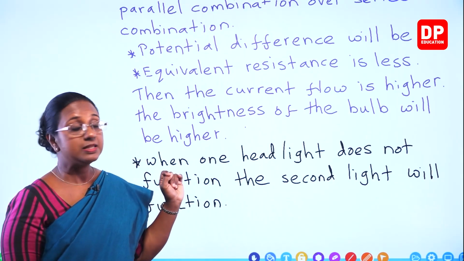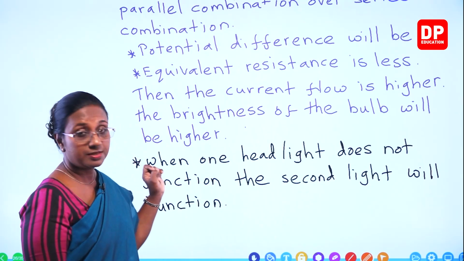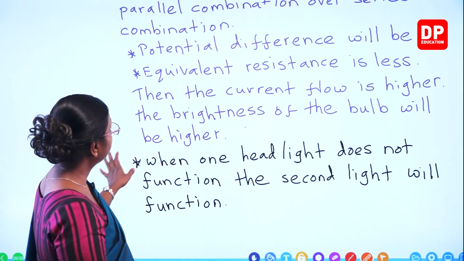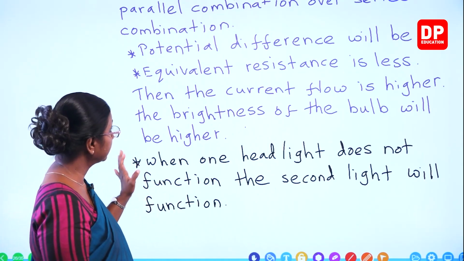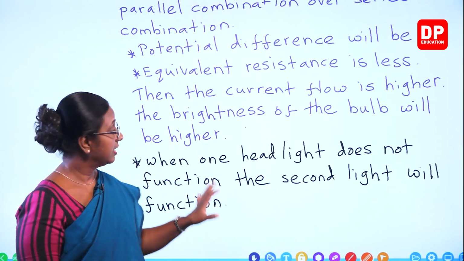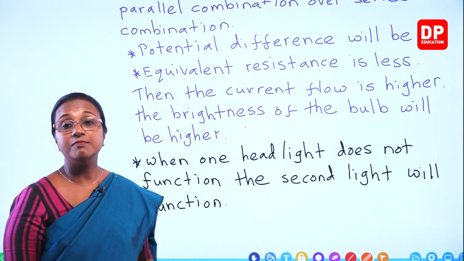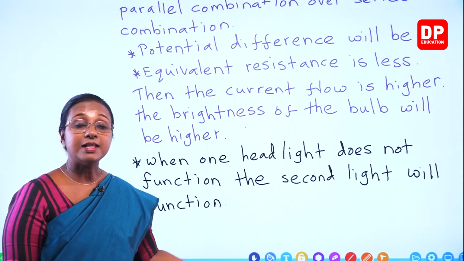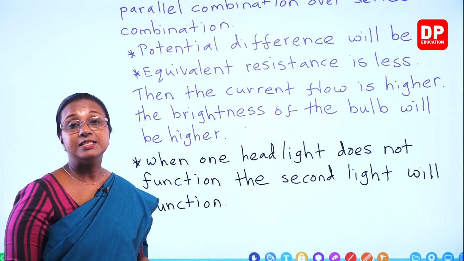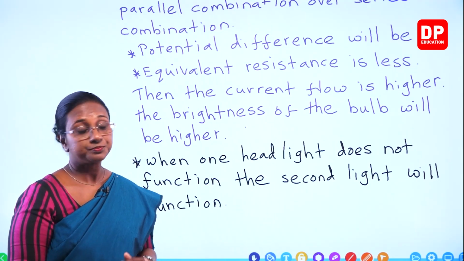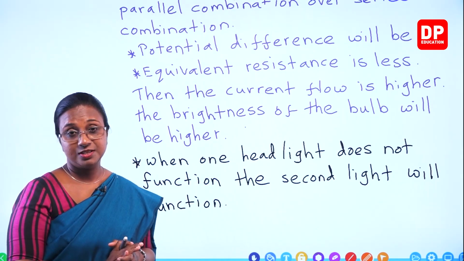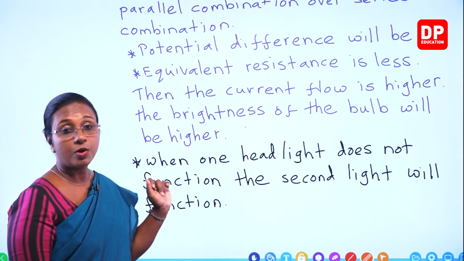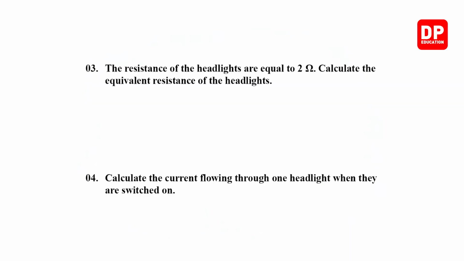Potential difference will be the same, equivalent resistance will be less, and therefore the current flow is high enough to give a high brightness compared to the series connection. And also, even if one bulb does not work, the other one will work. That is another advantage. I'm sure you all can understand that clearly, students. So with that, I will move on to the next slide.